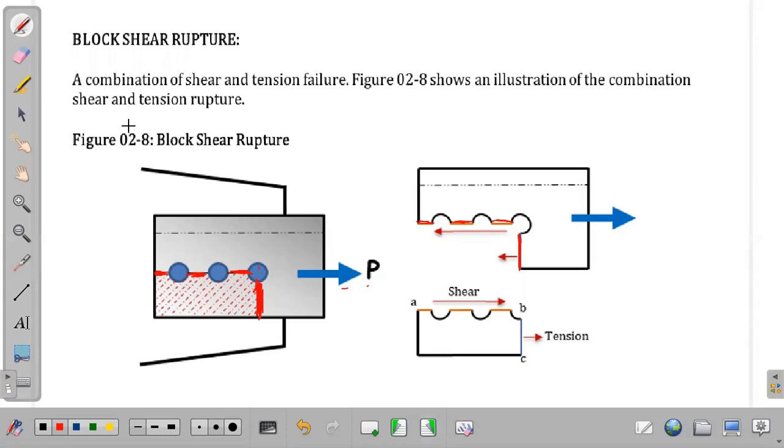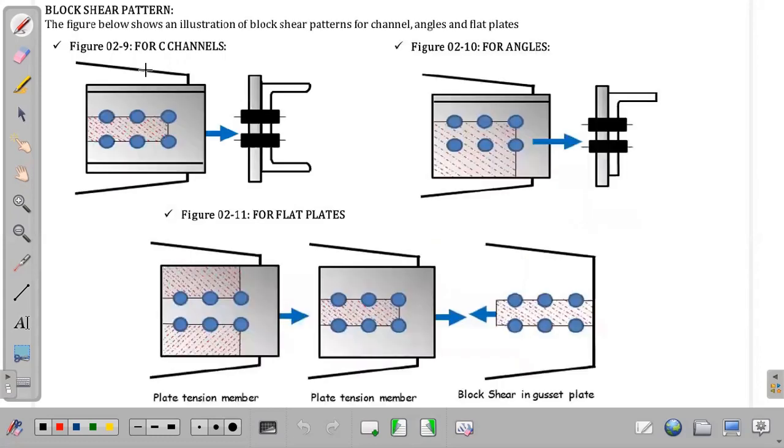Okay? So we have here different patterns of block shear. I just gave 3. For C channels, when our C channel is connected with two bolts, the shear pattern is this given figure. Okay? So this will be our shear failure, there are two, and our tension will be this. Okay? This is the shear. This is also shear.